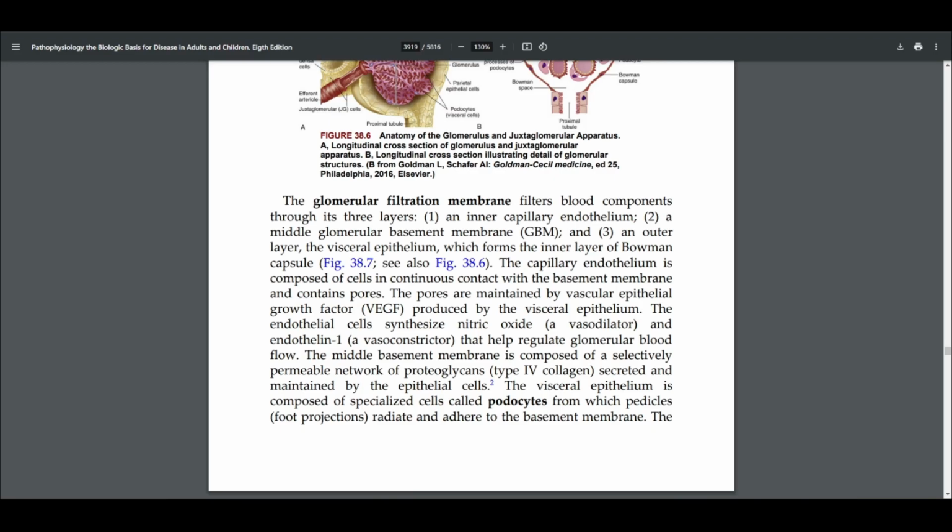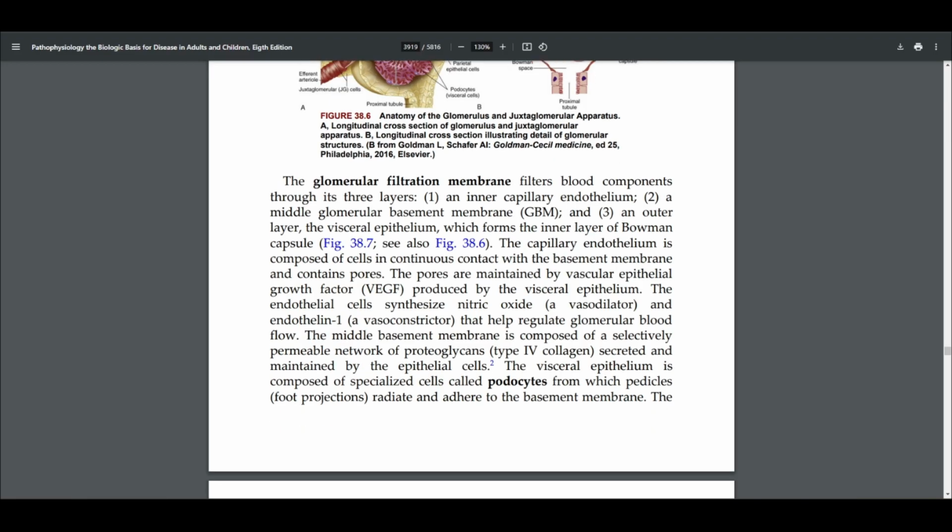So, the glomerular filtration membrane filters blood components through its three layers: an inner capillary endothelium, a middle glomerular basement membrane, and an outer layer, the visceral epithelium, which forms the inner layer of the Bowman capsule. The capillary endothelium is composed of cells in continuous contact with the basement membrane and contains pores. The pores are maintained by vascular endothelial growth factor, or VEGF, produced by the visceral epithelium.